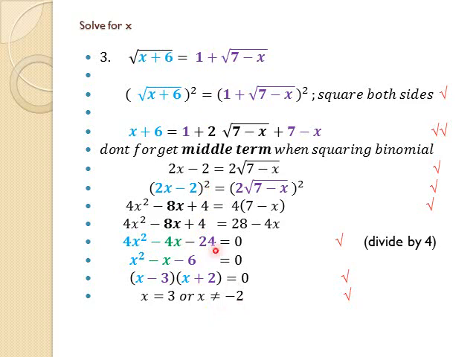If I use negative 2, negative 2 plus 6 would give me 4. Square root of 4 would give me 2. There, 7 minus negative 2 would give me 9. So 7 plus 2 would give me square root of 9. Square root of 9 is 3. 3 plus 1 would give me 4. But on the other side here I have 2. Right, so the answers are not the same, therefore x cannot equal negative 2.